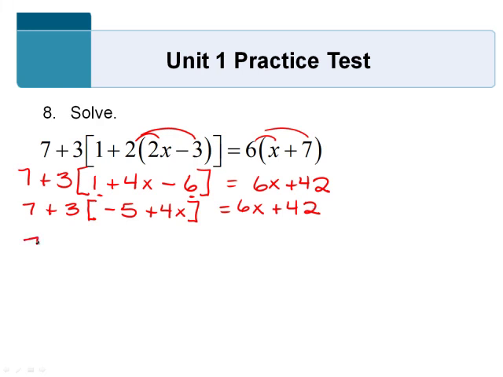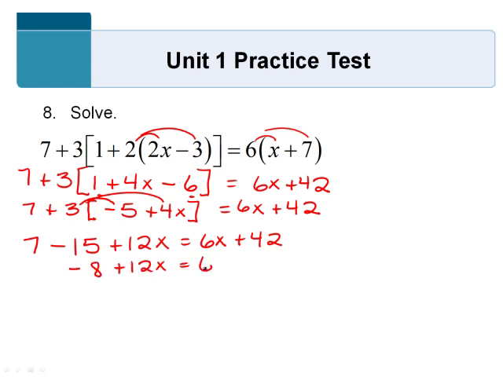Okay, so bring down the 7. You still do not add 7 and 3 because the 3 is going to get distributed to those two terms. So 3 times negative 5 is negative 15, and 3 times 4x would be positive 12x equals 6x plus 42. Okay, finally our grouping symbols are gone. Now we have like terms over here on the left hand side. 7 minus 15 is negative 8 plus 12x equals 6x plus 42.